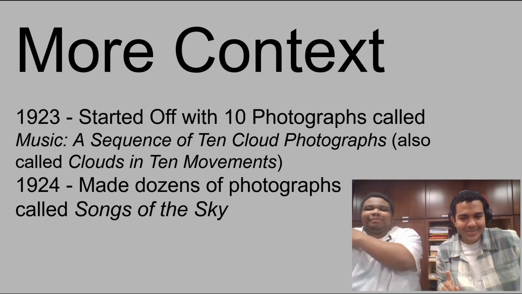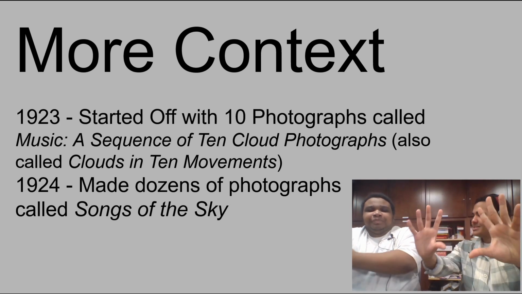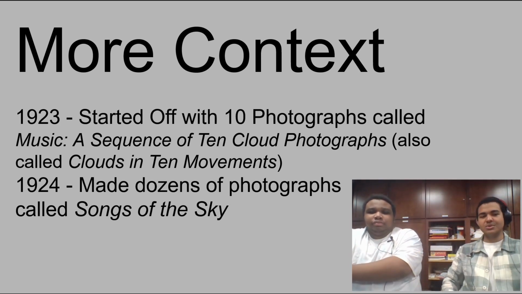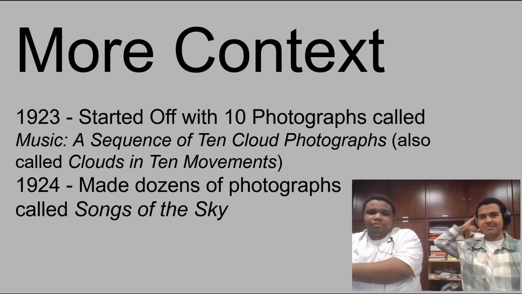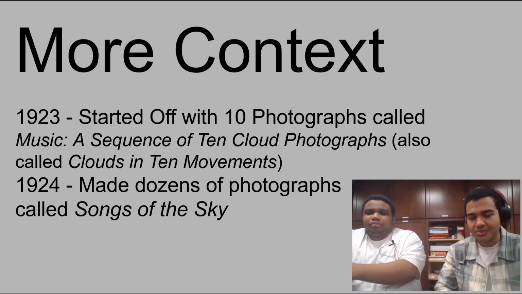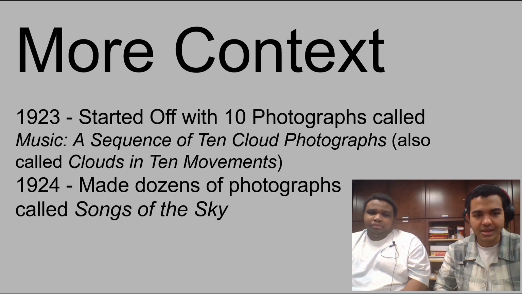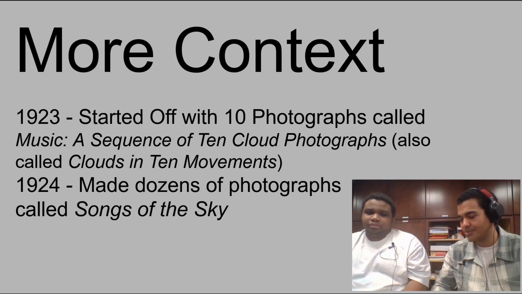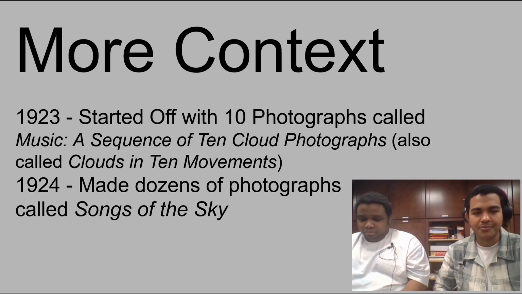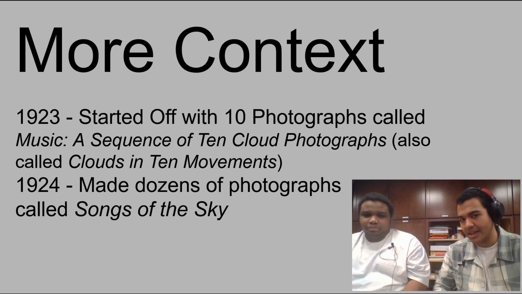So this isn't all one piece. He didn't do this all in one shot. Once he started doing it, it was kind of a lifelong project for him. He started it in 1923. He started off with 10 photographs called Music, a sequence of 10 cloud photos, and he had those on display at his own exhibits. Then he made some more called Songs of the Sky, and I think he would call the rest of them Equivalents after that.